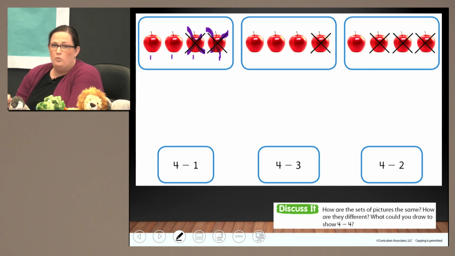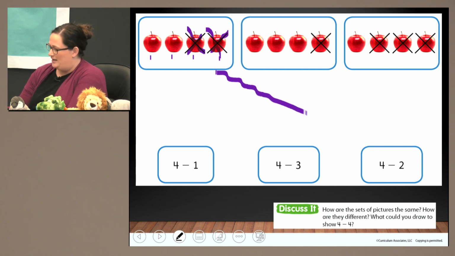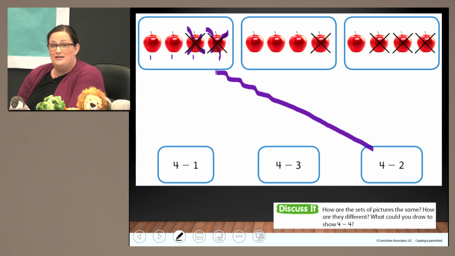4 minus 1. Is that eating 2 apples? No. 4 minus 3. Is that eating 2 apples? No. 4 minus 2. Is that eating 2 apples? Ding, ding, ding, it is. So we're gonna make it go. Mr. Kevin, I went in a straight line and it did that wavy thing. Wow. Pretty interesting, huh? My computer's acting a little funny, friends.